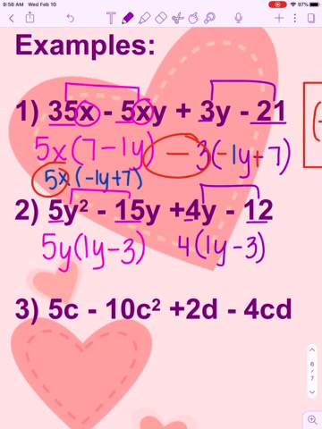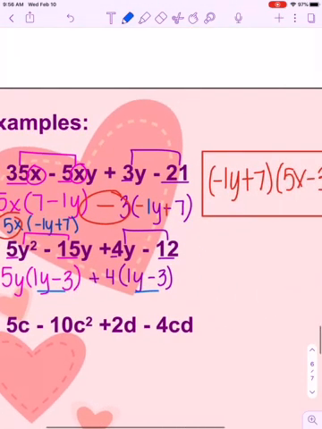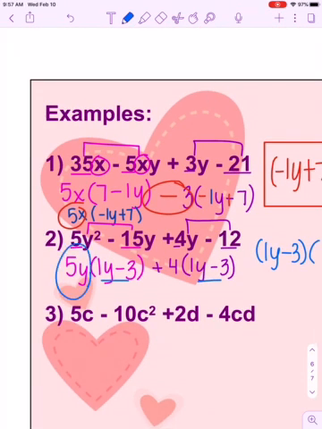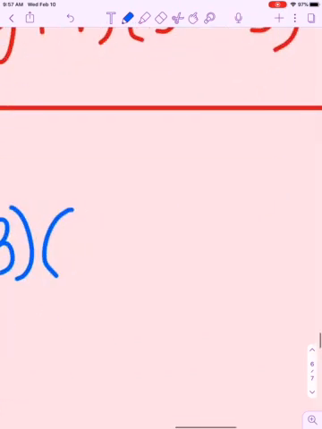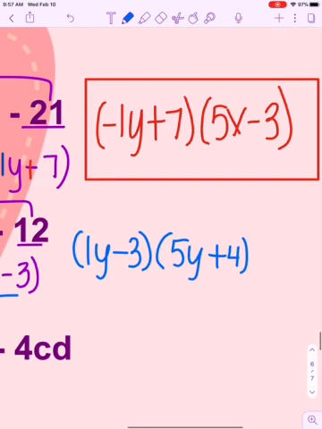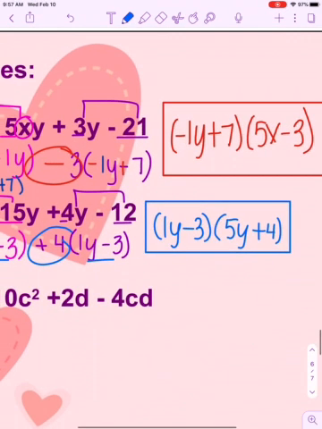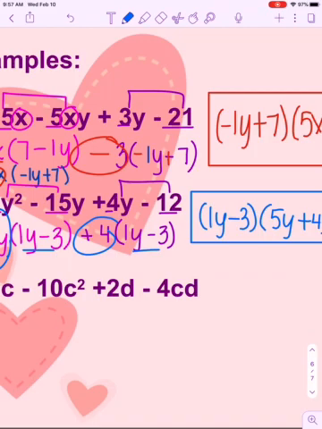Before I am married to this answer, make sure it works. So I took out a positive 4, and my parentheses do match this time, so I'm good. So my final answer is what was in the parentheses, which is the 1y minus 3, and then the leftovers that I took out, which was a 5y and a plus 4. So 5y plus 4. You can always check it by foiling it out and making sure you have all the same terms as before.